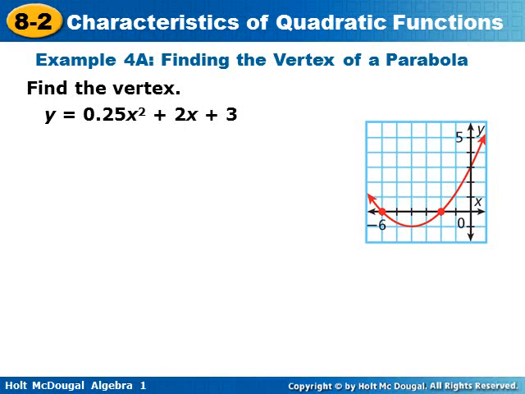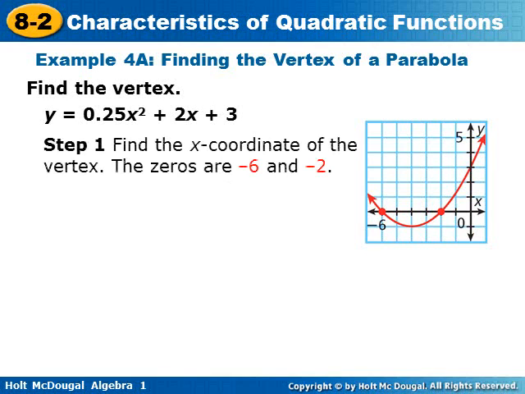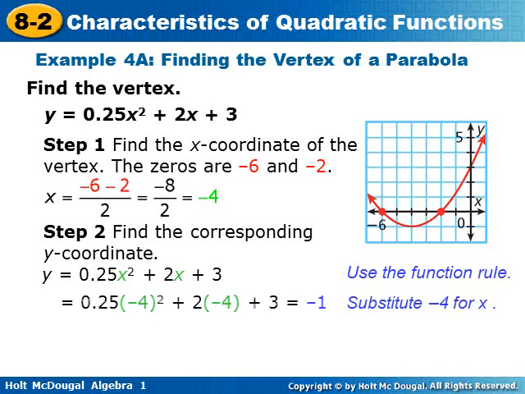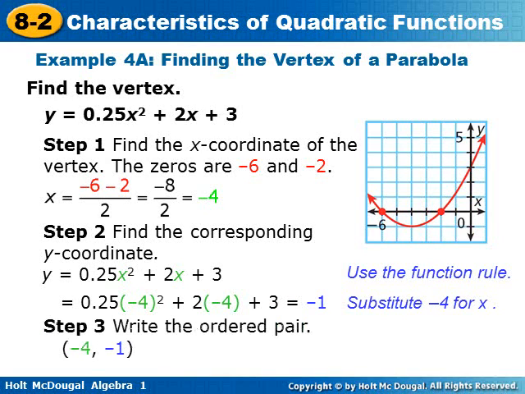So to find the vertex of y equals 0.25x squared plus 2x plus 3, we're going to find the x-coordinate of the vertex by taking the average of the two zeros, which are negative 6 and negative 2, and we end up with negative 4. So negative 4 is going to be the x value of our vertex. Now we have to find the corresponding y-coordinate. So we plug in negative 4 into the original equation for x and solve for y, and we end up with negative 1. So the value of the ordered pair of our vertex is negative 4, negative 1.